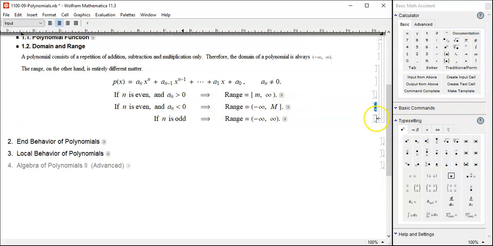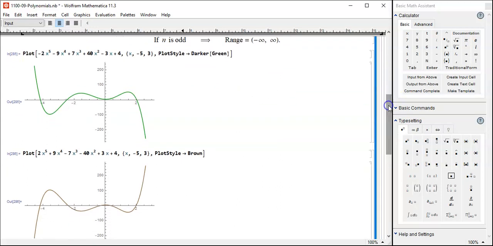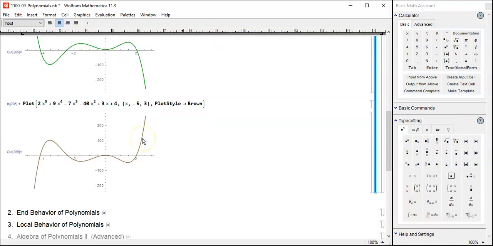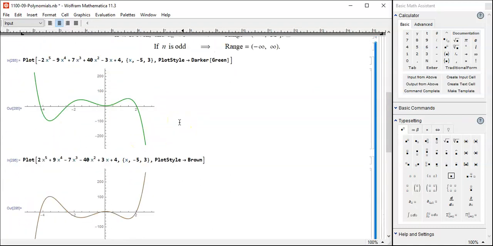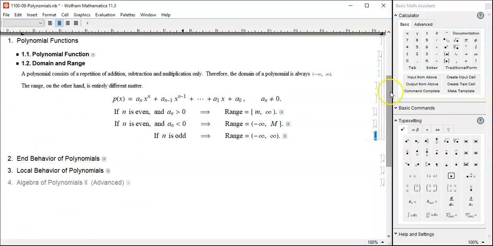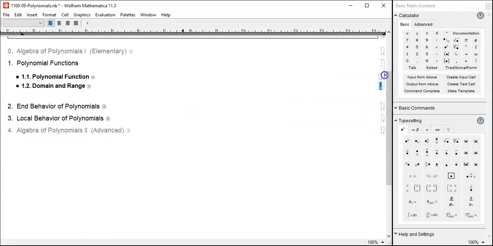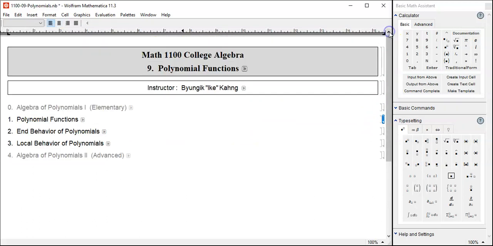What if n is odd? That is, the degree is odd. In that case, the range is always negative infinity to positive infinity. We have more or less decreasing like this, or more or less increasing like that. Either way, negative infinity to positive infinity. Now, as for the reason behind all these, we have to answer it in the next section when we deal with the end behavior of the polynomials.